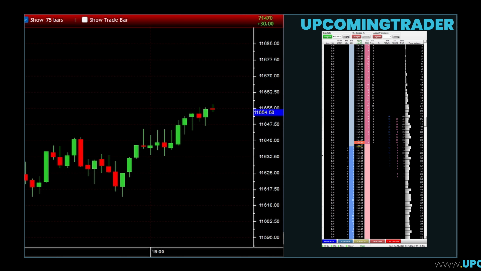Keep an eye on the low volume nodes too. These areas can help identify regions of quick price movement, which is often seen in patterns like pennants, channels, wedges, and even during breakouts from consolidation zones.